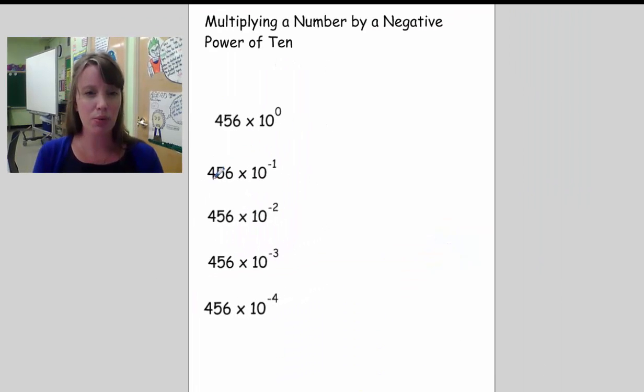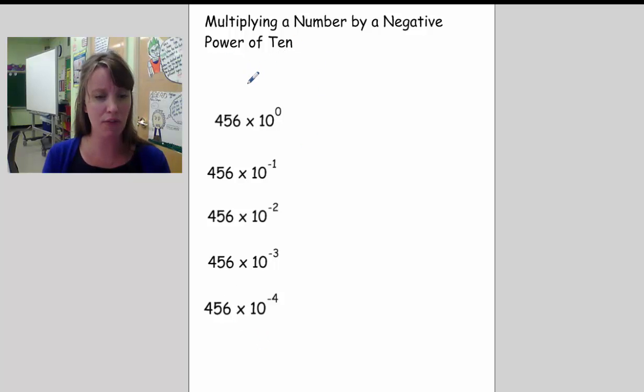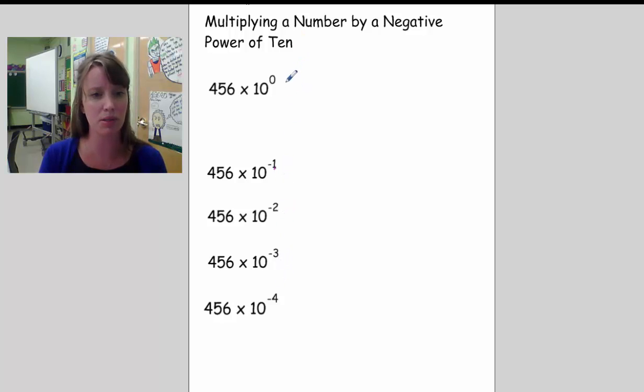Okay, so when we take a number and we multiply it by a power of 10, now right now I'm still not talking about scientific notation because none of these numbers start off in scientific notation. I just want to get us to understand what happens with a number as we decrease the power of 10 we're multiplying it by. So let's take the number 456. I'm going to make the number that I'm multiplying it by smaller and smaller and see what happens.